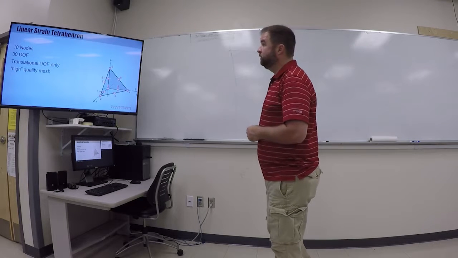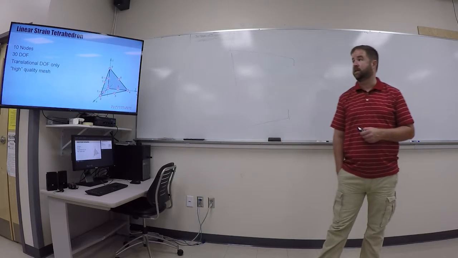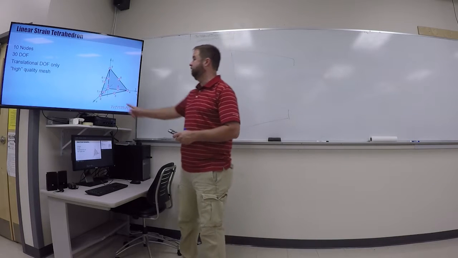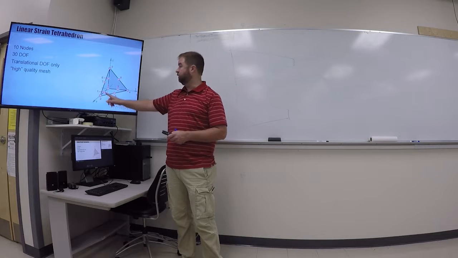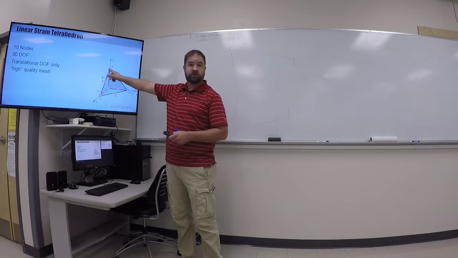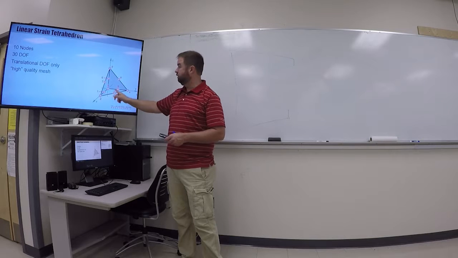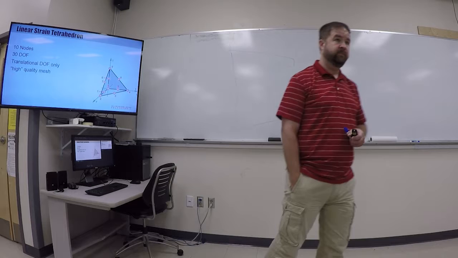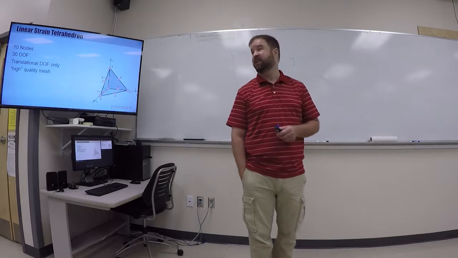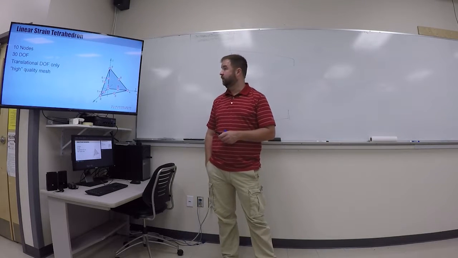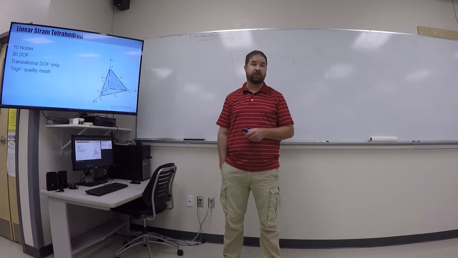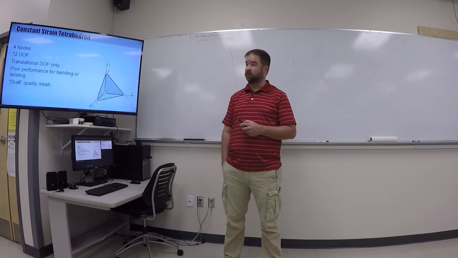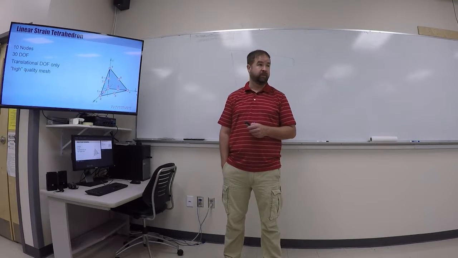A better result is if we use linear strain tetrahedrons. These have additional nodes at the midpoint of each side. So notice we have the nodes at the corners, and then we have additional nodes on each side between the corners. If I count all those up, it ends up with 10. Each one has 3 degrees of freedom like before, so 10 times 3 is 30.